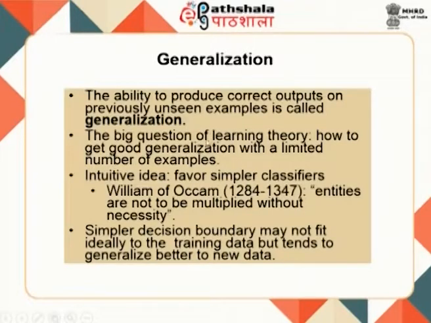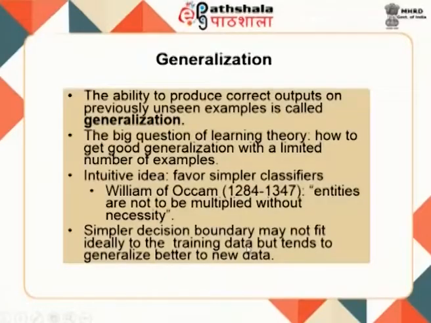So, how do we do a good generalization? The intuitive idea is to favor simple classifiers. This was what was told by William Ockham. We have already seen it in the last module: entities are not to be multiplied without necessity. That is, do not keep increasing the features unless you feel sure that it is necessary to increase them. That is what he means by Occam's razor.